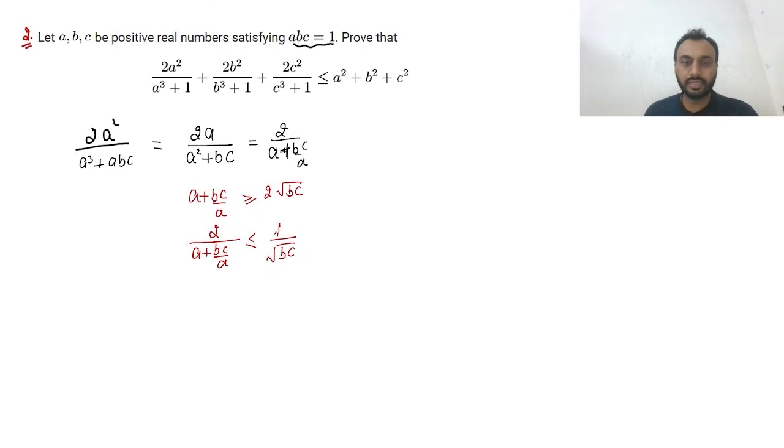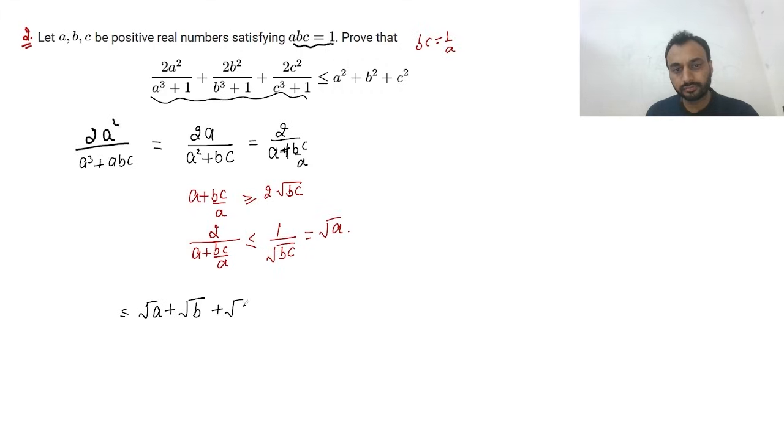or because 1 we can again write as abc, or we can say root bc is 1 by a, right? bc is 1 by a, so it becomes equal to root of a. So similarly I can say the second factor is less than or equal to root b, and the third is less than or equal to root c. So our expression, this one, is less than or equal to root a plus root b plus root c.